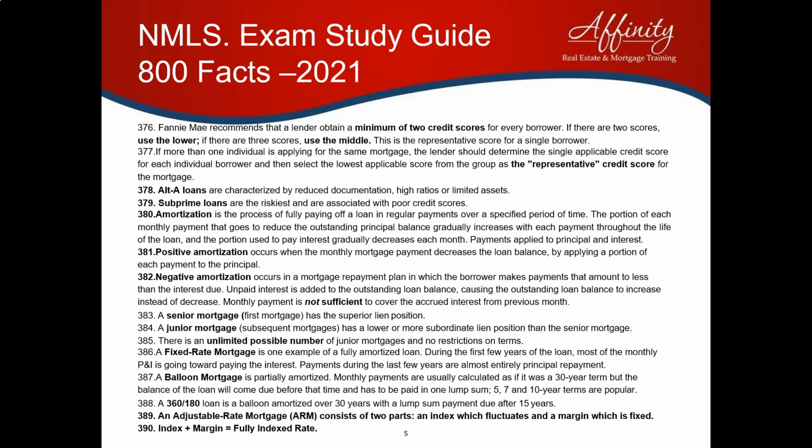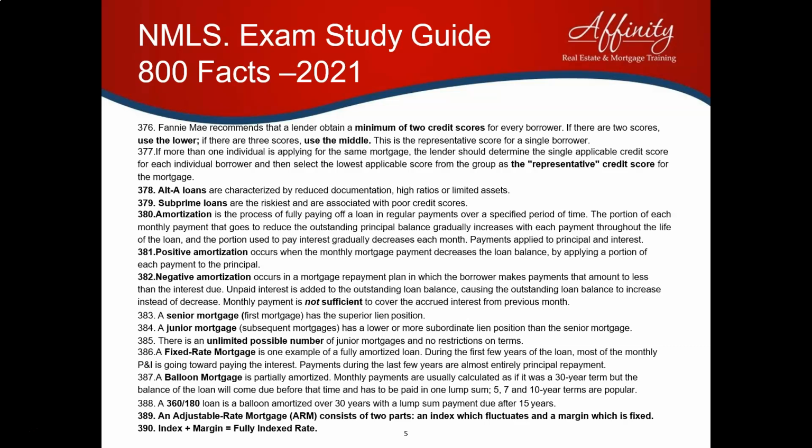Fannie Mae recommends that a lender obtain a minimum of 2 credit scores for every borrower. If there are 2 credit scores, use the lower one. If there are 3 credit scores, use the middle. This is the representative score for a single borrower. If more than one individual is applying for the same mortgage, the lender should determine the single applicable credit score of each individual borrower and then select the lowest applicable score from the group as the representative credit score for the mortgage.